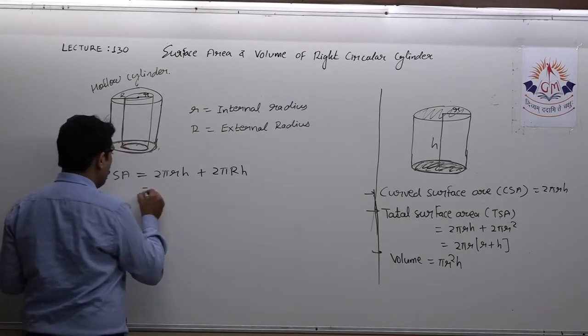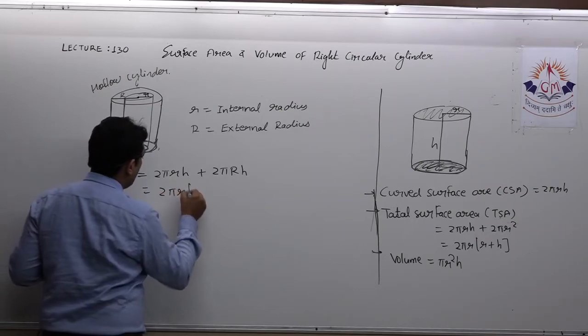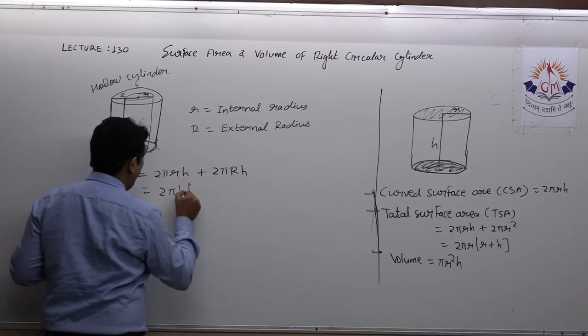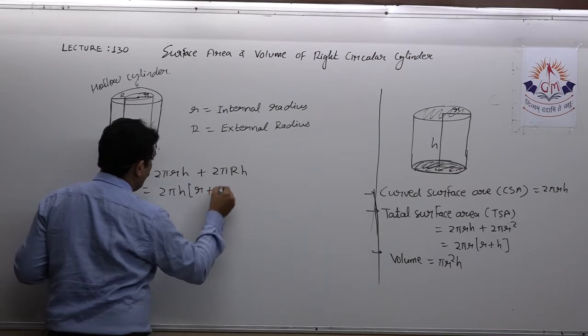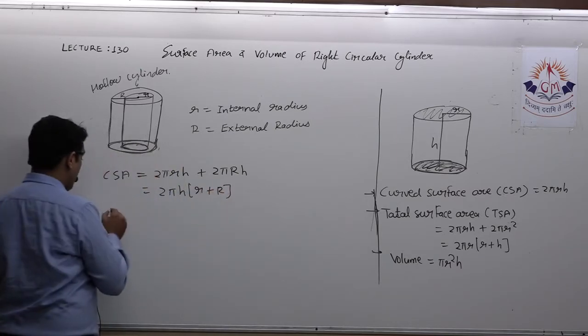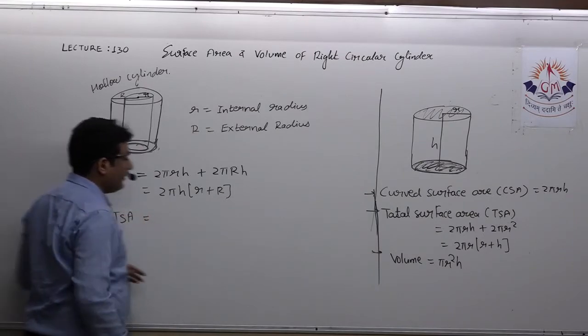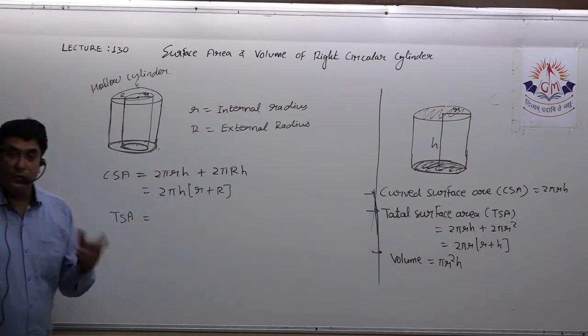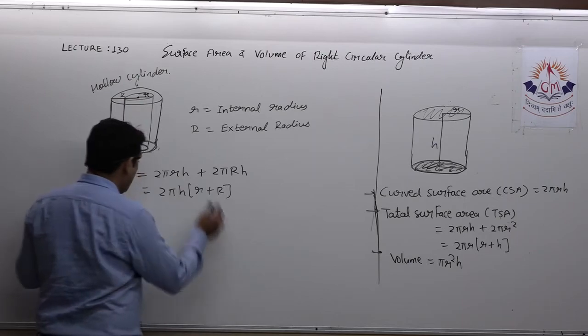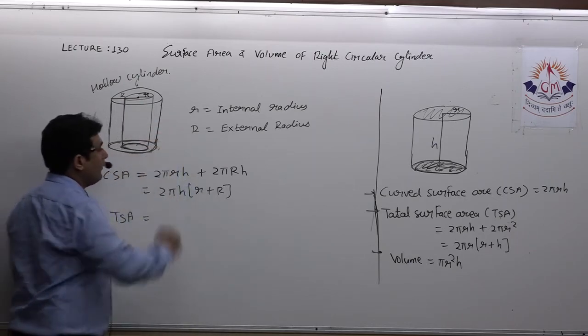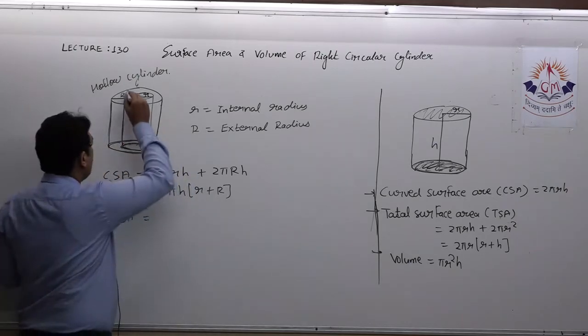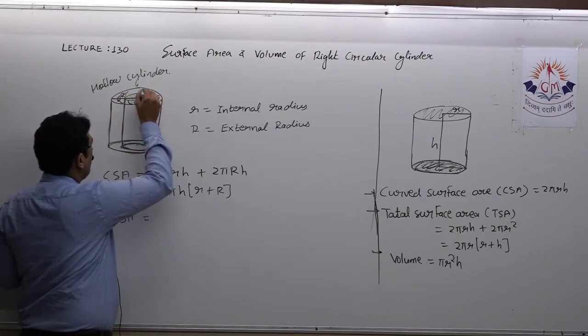So this is the CSA. I can write it in simplified form: 2 pi h (small r plus capital R). This is the curved surface area. Now, total surface area. I told you total surface area is the area of all surfaces where we can paint. So other than curved surface area, the surface where we can paint is this area of the ring.